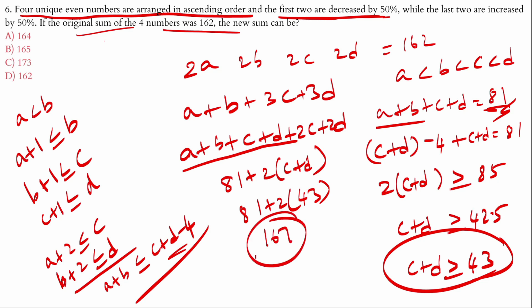So the minimum value is 167. So we must pick up the option which is greater than 167. As 167 is minimum, any value which is lesser than 167 is not possible. So we must pick up which is greater than 167. So we have only 173 as the possible answer. In exam, there won't be two values which are more than 167. There will be only one value. So 173 is our answer.